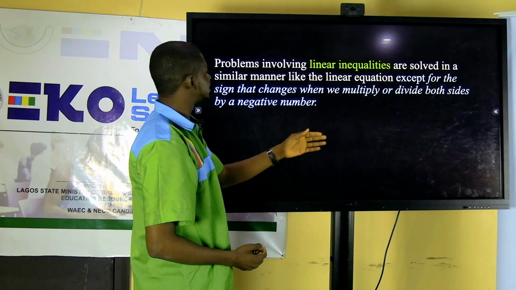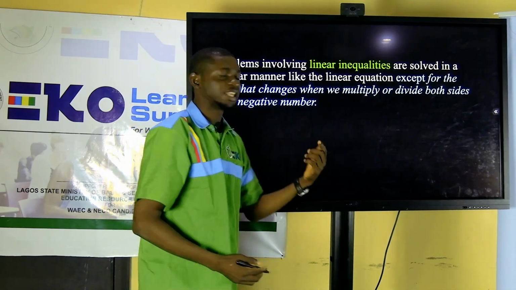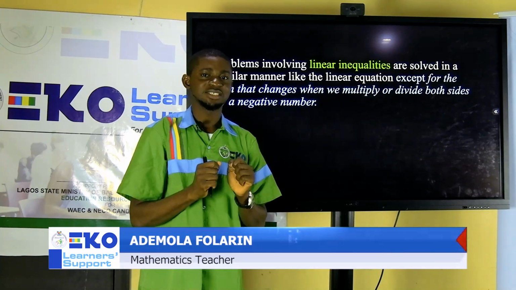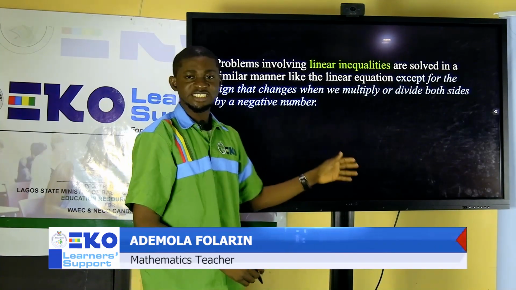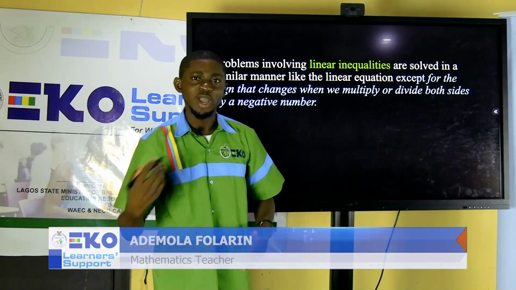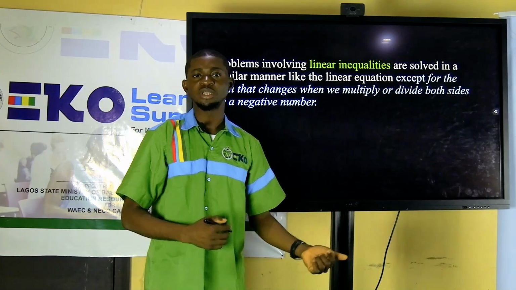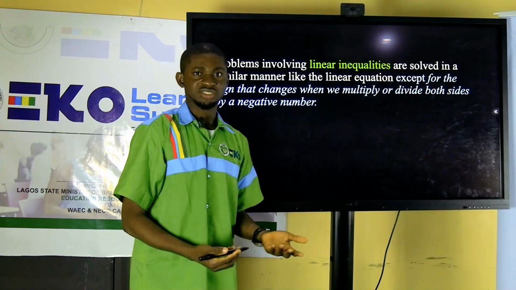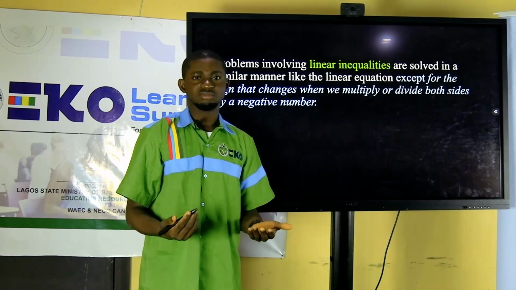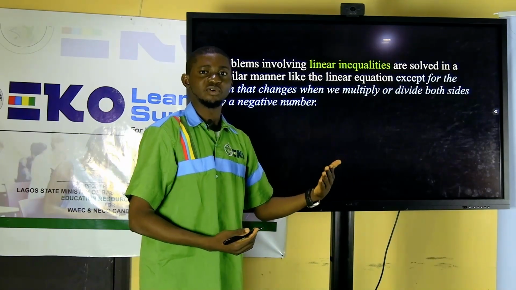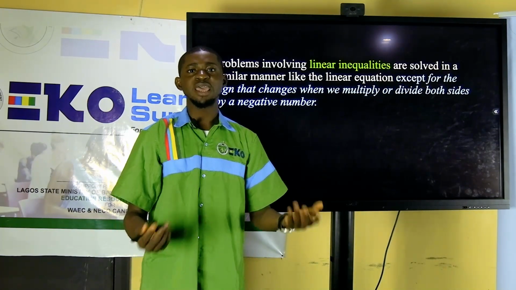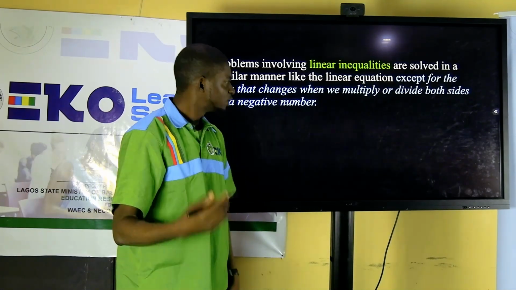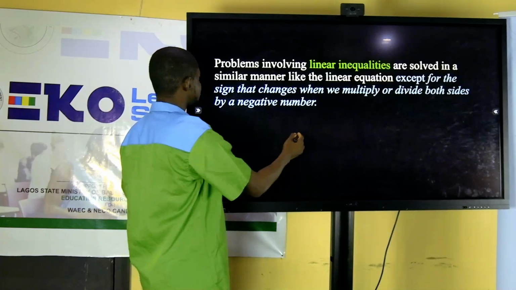Problems involving linear inequalities are solved in a similar manner like linear equation. We solve it just the way we solve linear equation, except that when we come across negative number, that is, if we are multiplying both sides of the inequalities by negative number, the inequality sign will change. If you have greater than before you get to that point, when you multiply or divide by negative number, what you then turn to is less than. We'll learn that in this class today.